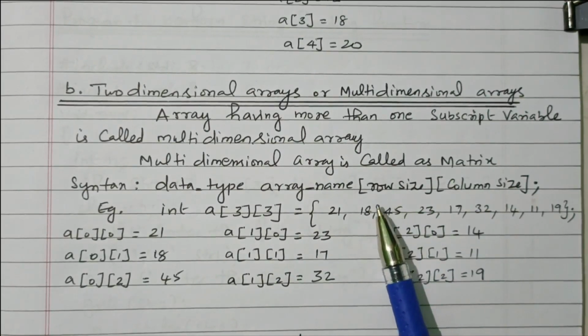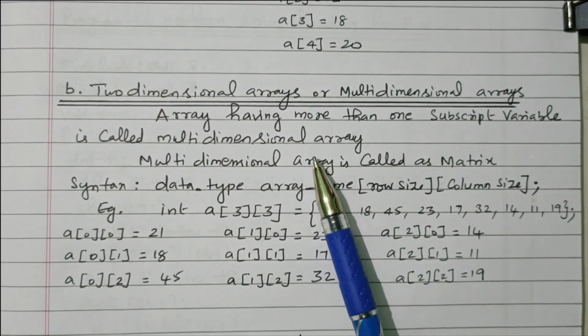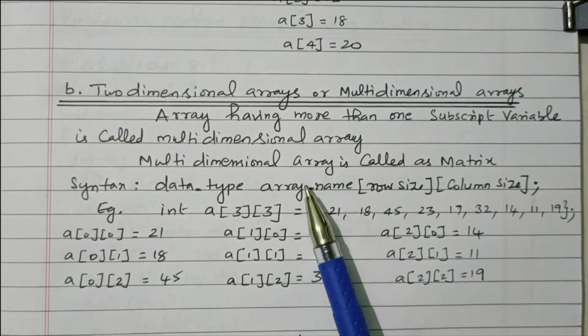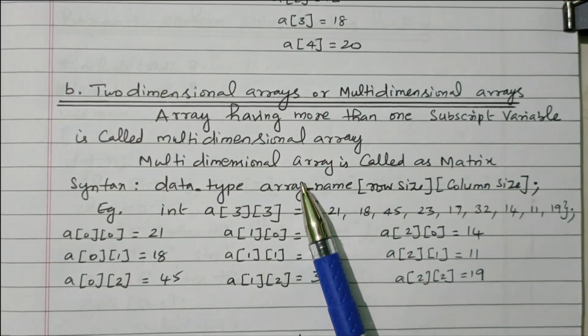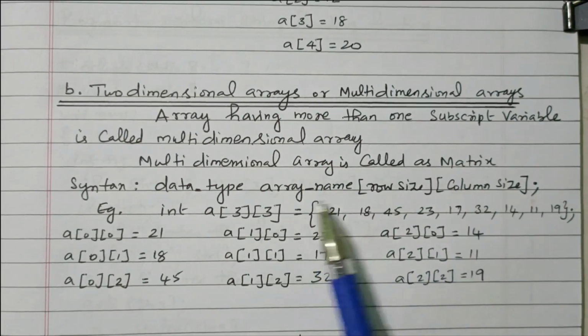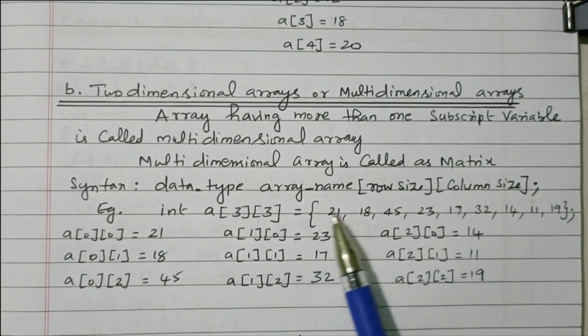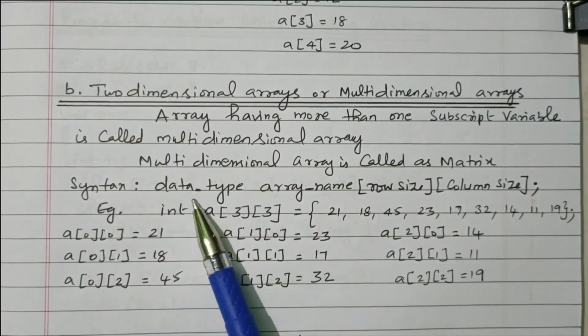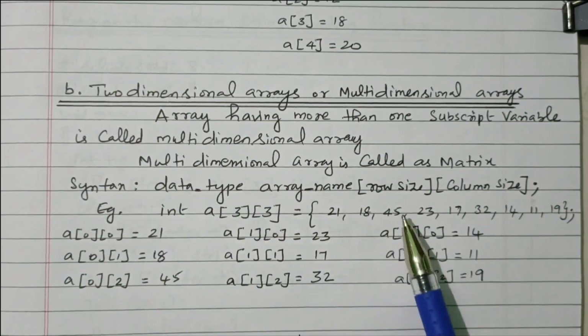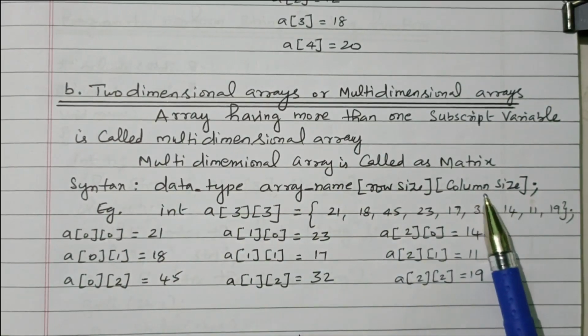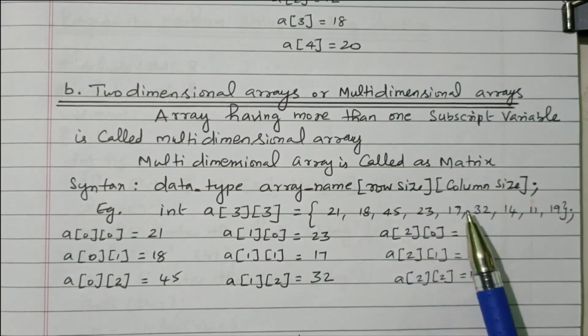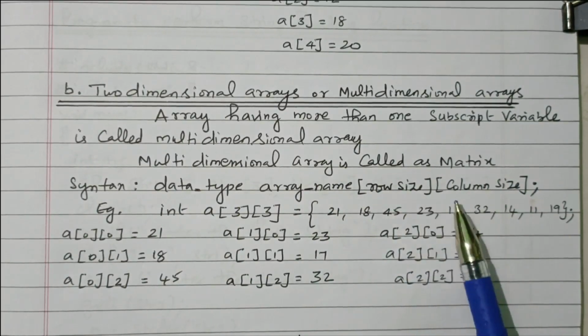Multi-dimensional means more than one subscript. Suppose we have two subscripts, that comes under a matrix. A multi-dimensional array is called a matrix. The syntax is data type, array name, row size and column size. We have row and column, so that comes under the matrix format.